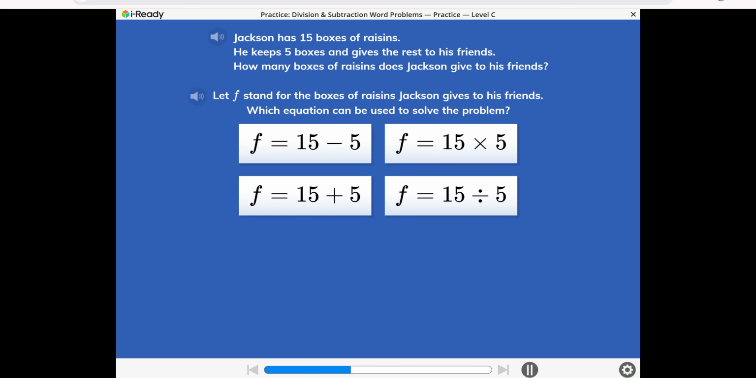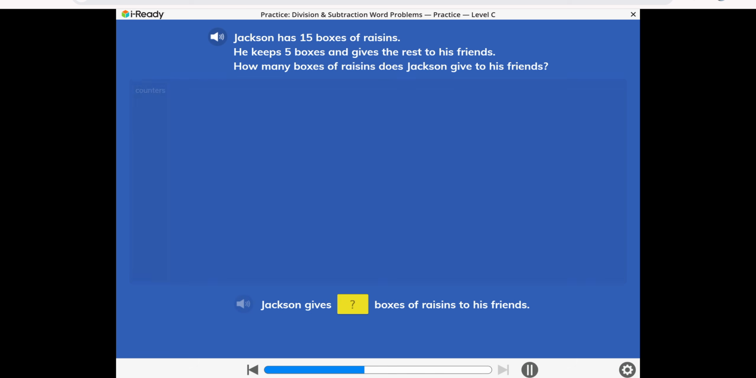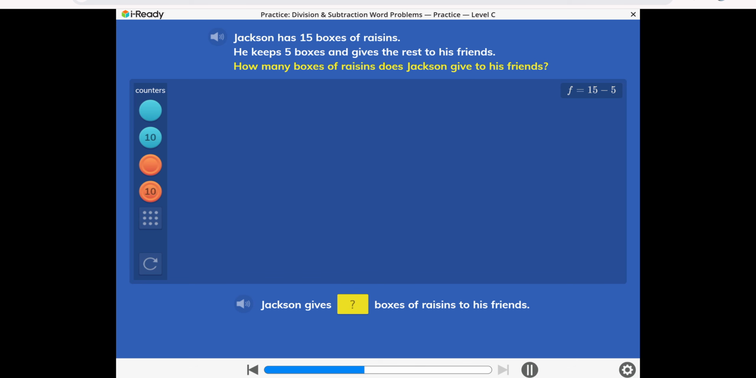Jackson has 15 boxes of raisins and keeps 5 of them. You want to find how many are left to give to his friends. You can find how many boxes of raisins are left for his friends, F, by subtracting. That is 15 minus 5. How many boxes of raisins does Jackson give to his friends?